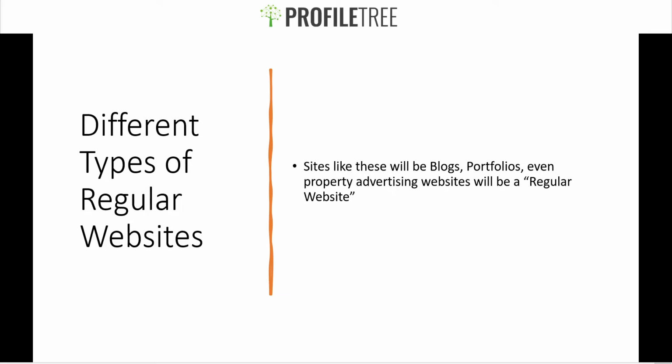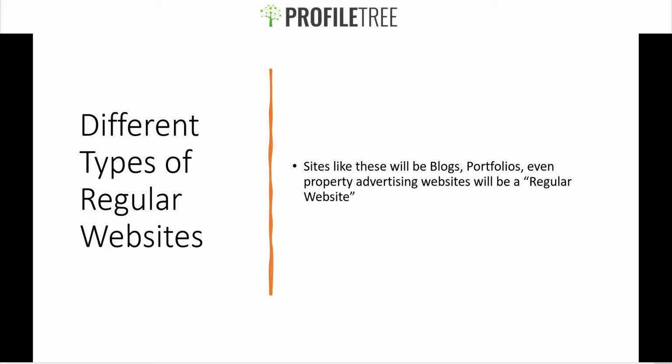Now, the different types of regular websites would be like blogs, portfolios, even property advertising websites. So that could be just showing you a brochure of the pricing of the properties and not necessarily selling them, or something that you can't buy online. So that's what I mean by that. So hopefully that covers the basics of an e-commerce and a non-e-commerce website for a small business. Of course, these are targeted towards small businesses.